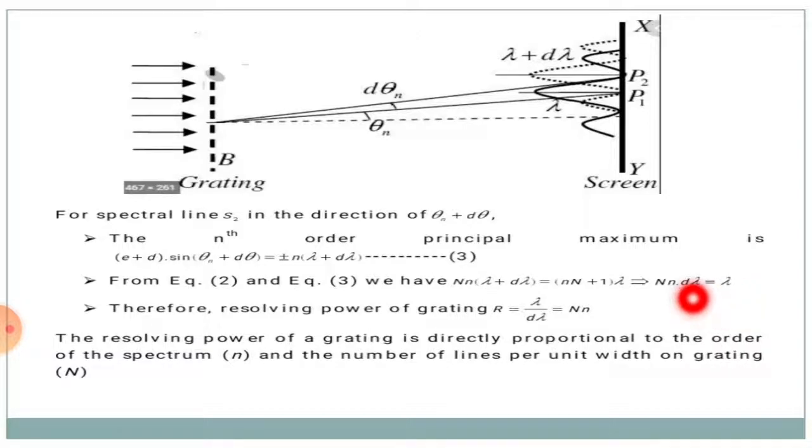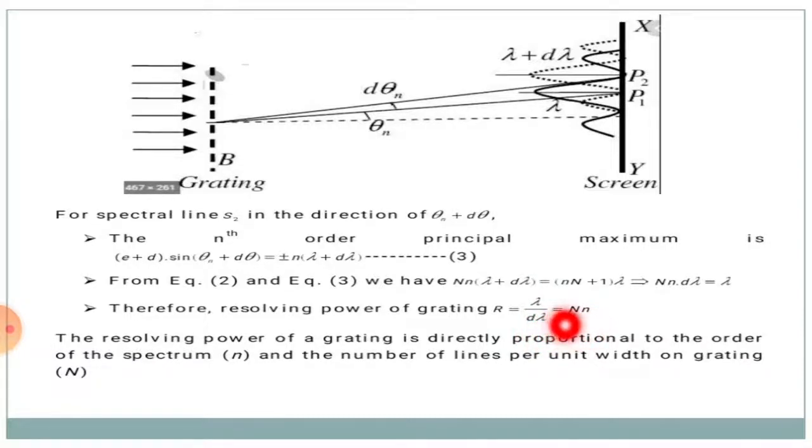Now, d lambda will be shifted to this side. We will get lambda by d lambda is equal to capital N into small n. Here lambda by d lambda gives the resolving power of a grating. From the definition, the ratio between the wavelength of any spectral line to the wavelength difference of this line and the neighboring line, that is d lambda, gives the resolving power of the grating. The resolving power of the grating, lambda by d lambda, is equal to capital N into small n.